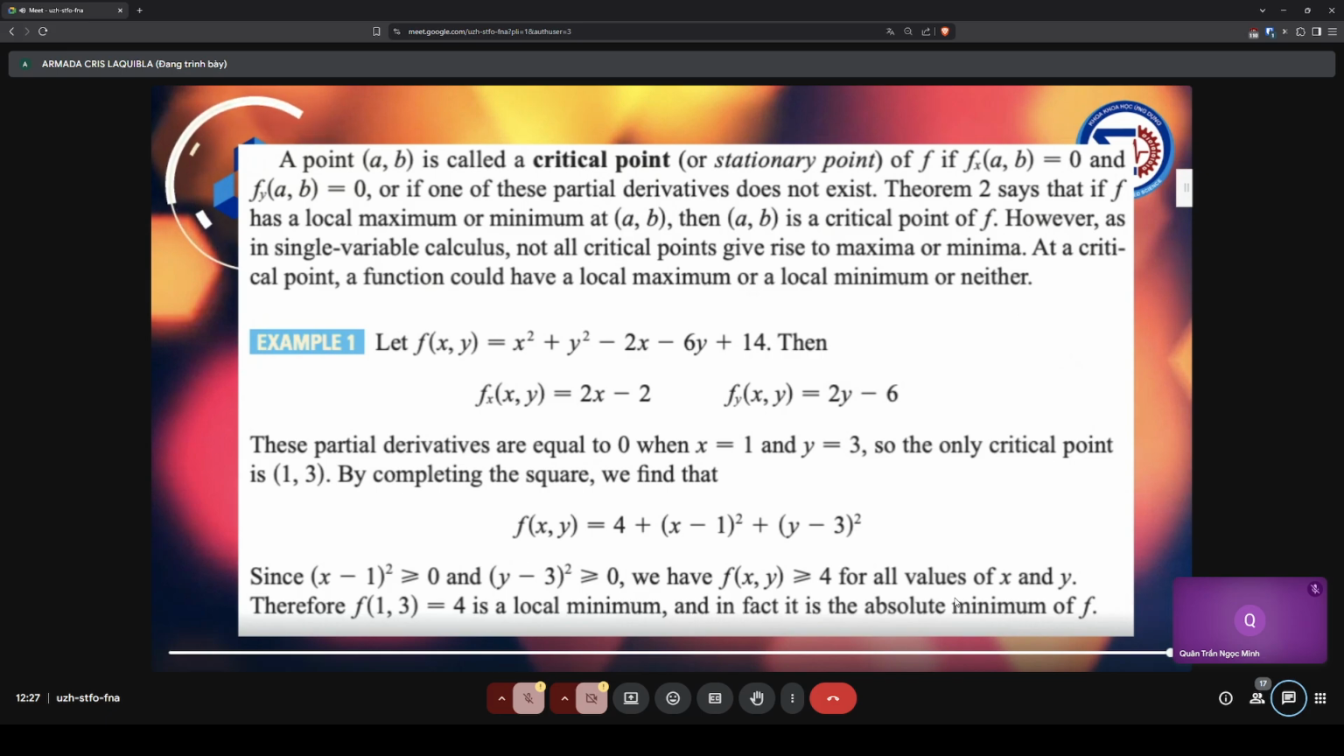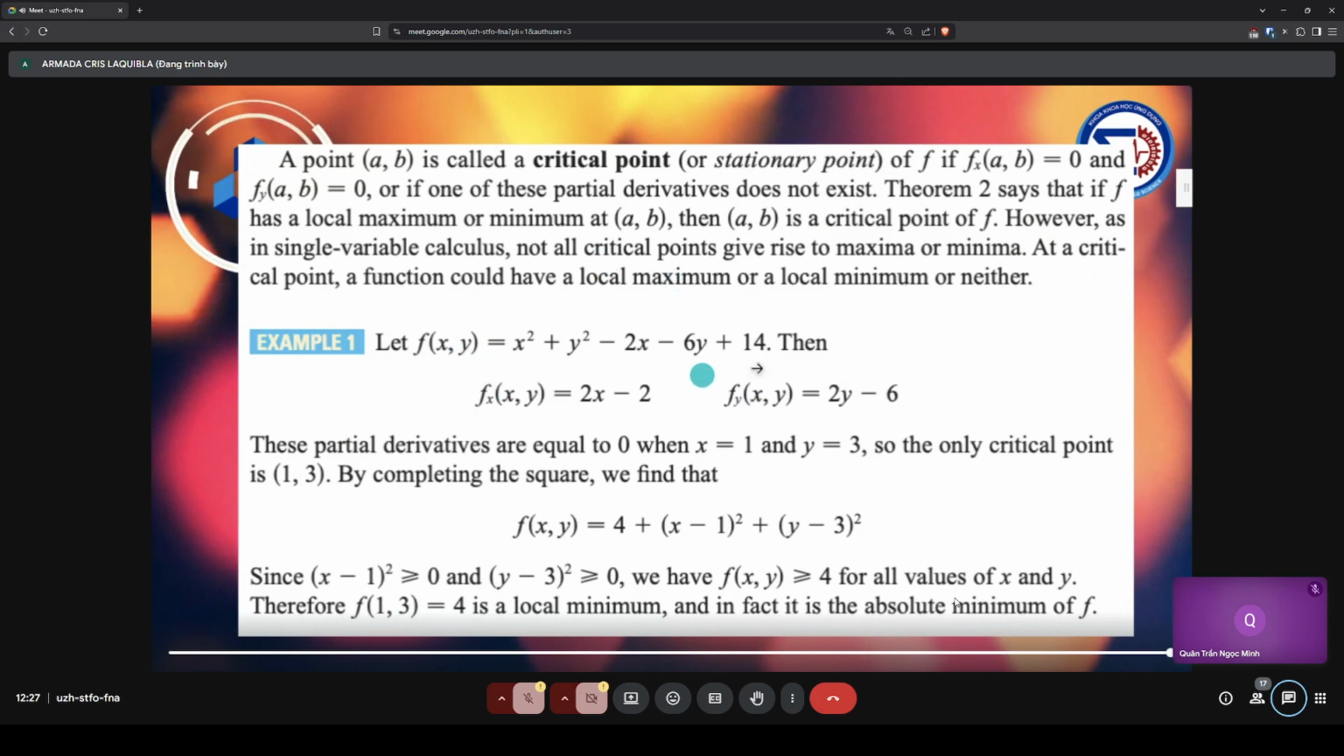However, in single variable calculus, not all critical points give rise to maxima or minima. Again, that is for single variable calculus. At a critical point, the function could have a local maximum or a local minimum or neither. Okay, let's start with equation number one.